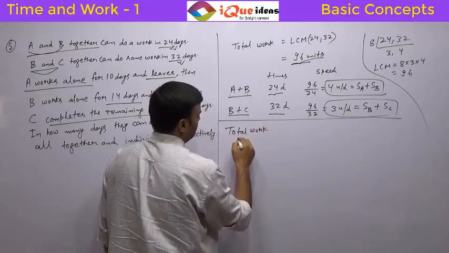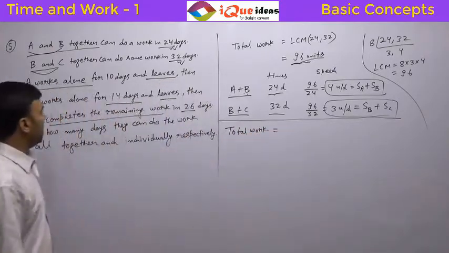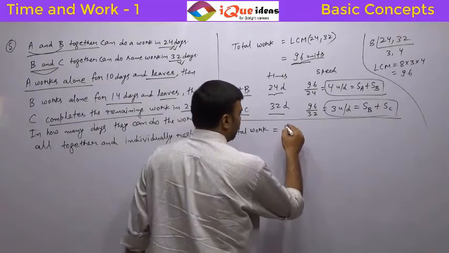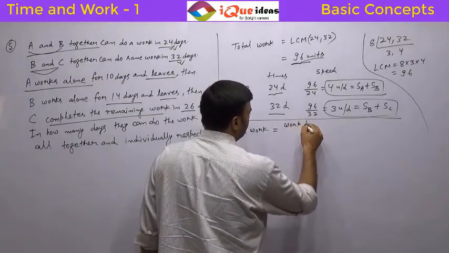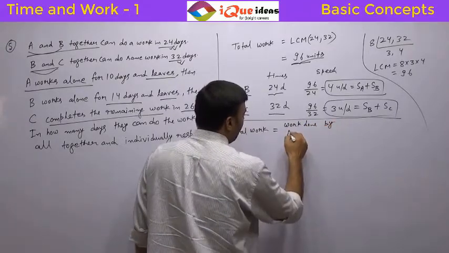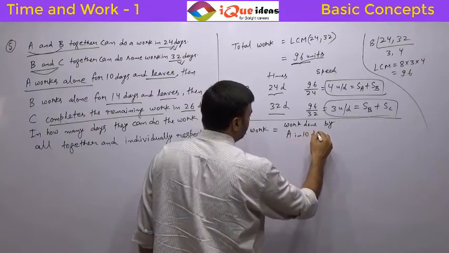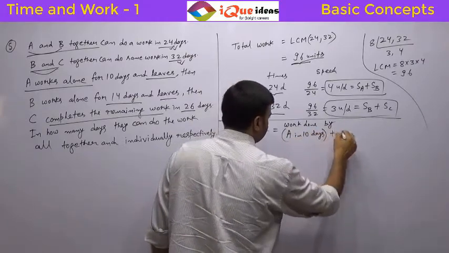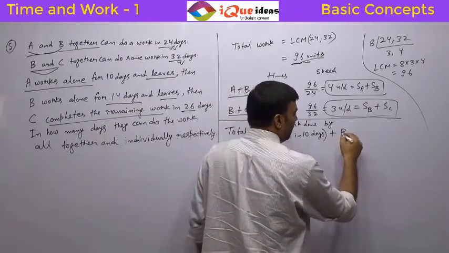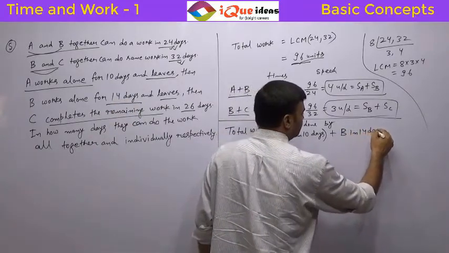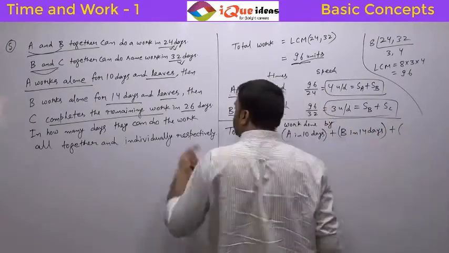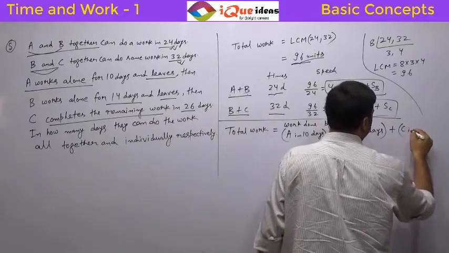So can I say that the total work is equal to, A has worked for 10 days. So he must have done some work in 10 days. So we can say the work done by A in 10 days, plus B has worked for 14 days. So at least some work he would have done. So B in 14 days, plus C works for 26 days. So C in 26 days.